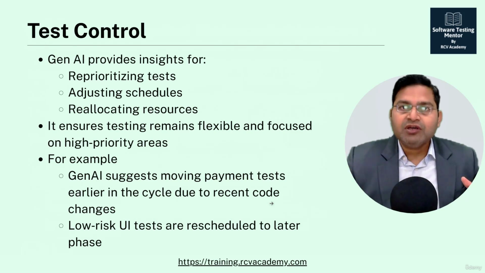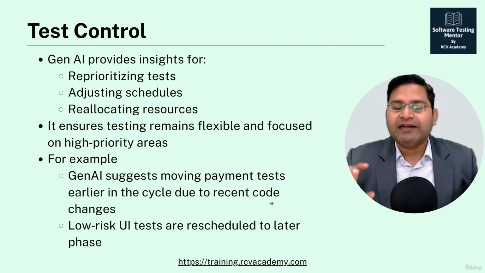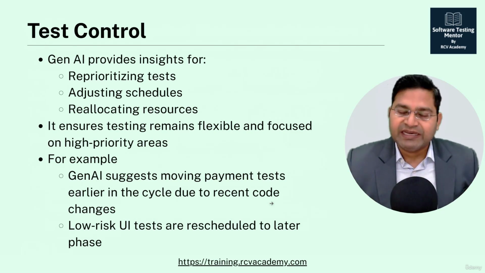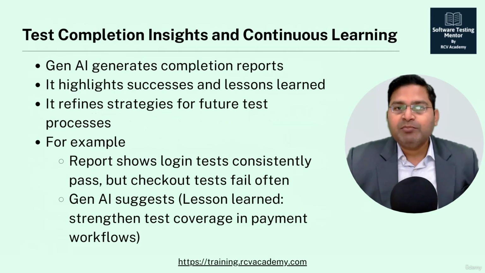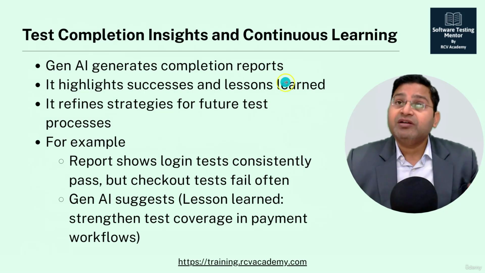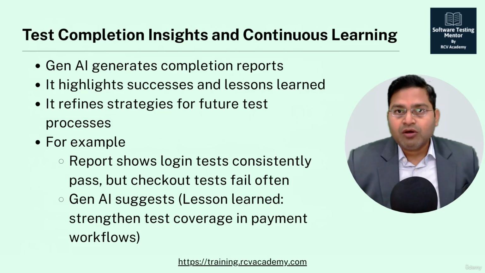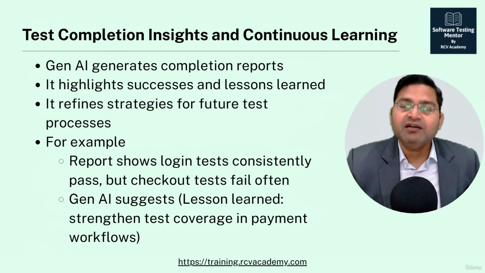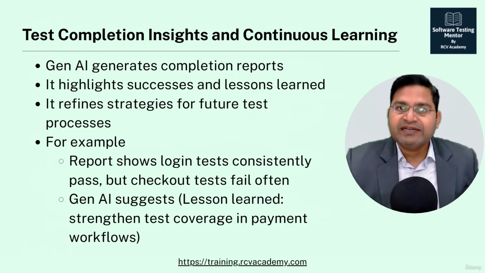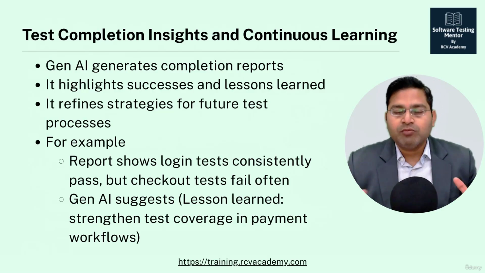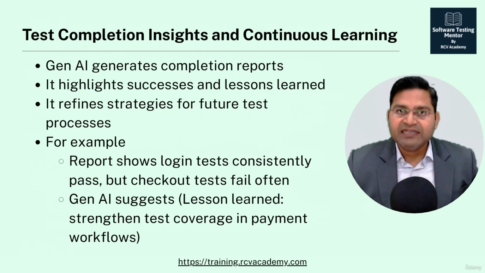Either you provide it manually or you integrate the test management tool and code repository with the Gen AI model or LLM. Now, test completion insights and continuous learning, how is Gen AI helpful? Gen AI generates completion reports. It highlights successes and lessons learned as well. It refines strategies for future test processes. All of that is possible because you have fed in the test execution, test progress and defect data to Gen AI, and it can automatically analyze and suggest all of the completion insights and highlight the successes and what areas need to be improved.